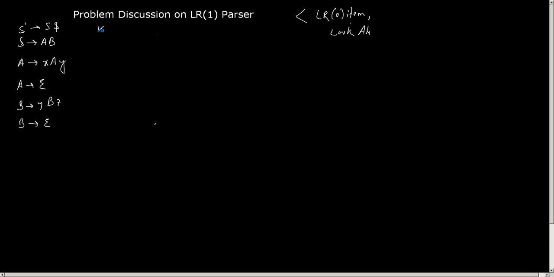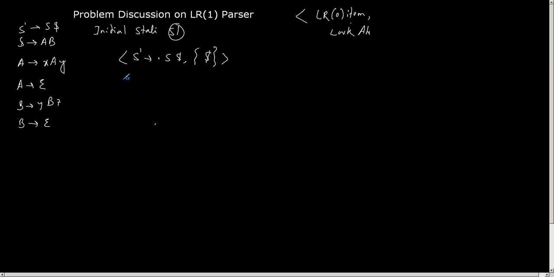My initial state will be, so let us first draw the LR0 item set and then we'll append the corresponding look ahead symbol. The initial state, suppose I represent it as S1. What will this S1 contain? It will contain S dash is equal to dot S, and the look ahead symbol after I have performed parsing of S is dollar. Understood? So this is my LR1 item.